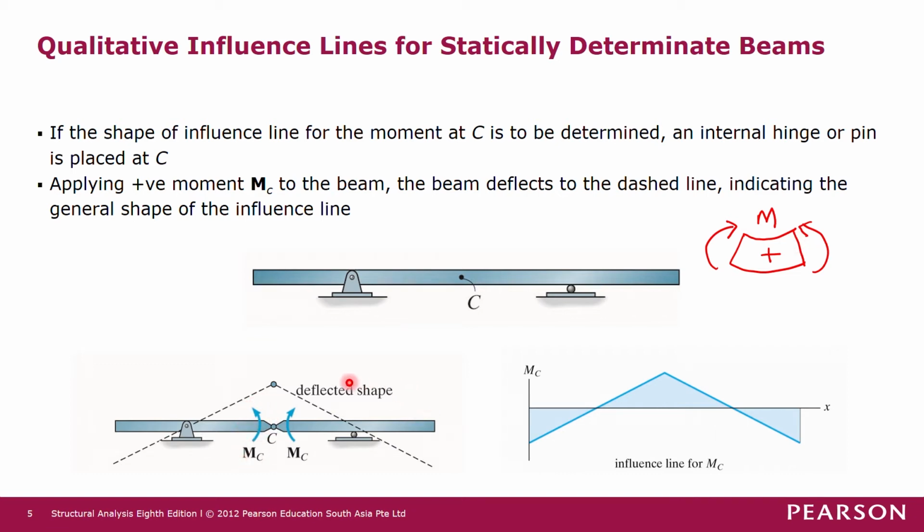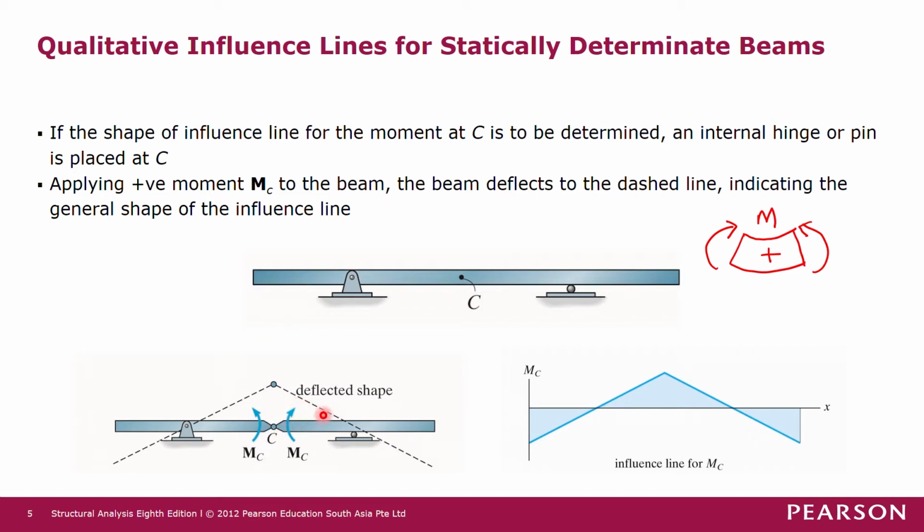And then we look at the bar on the right hand side here. If we cut across section C, you see that this bending moment is actually on the left hand side of the cross section. So this bending moment is a clockwise moment, indicating the positive bending moment.